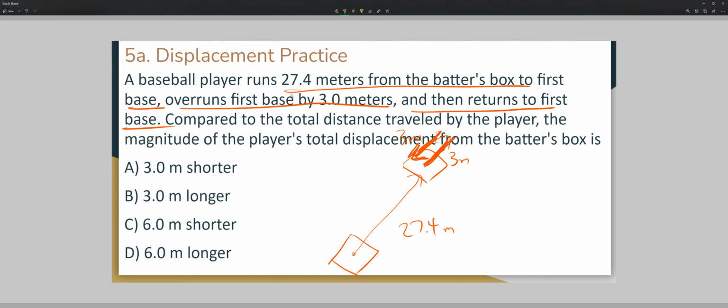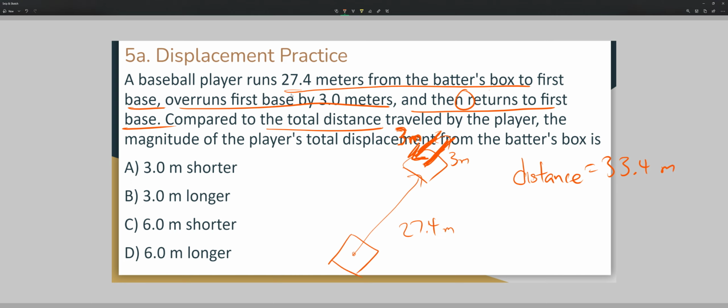Now, a lot of students kind of ignore this part. They ignore the fact that just because there's no number here when he's returning back to first base, that doesn't mean that you can ignore the fact that he does run 3 meters back. He doesn't teleport back to first base. He runs a certain amount of distance. So he runs back another 3 meters. Your total distance traveled is 33.4. You're adding 3 plus 3 plus 27.4.